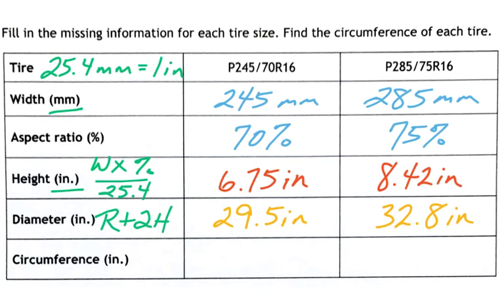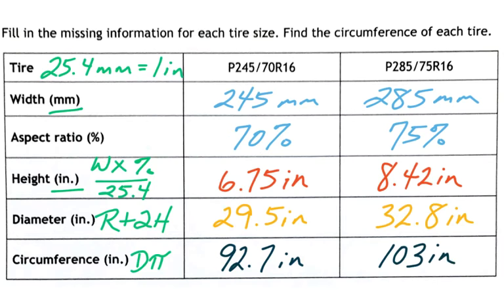And then the last thing we're looking for is circumference. We have diameter times pi. So all we do is put the diameter times pi in our calculator, and we're going to get 92.7 inches for the circumference of the first tire and then 103 inches for the circumference of the second tire.